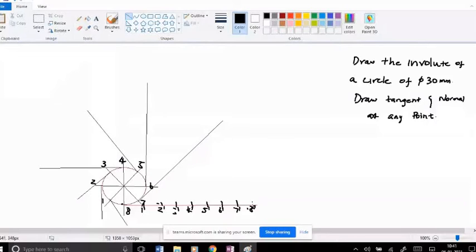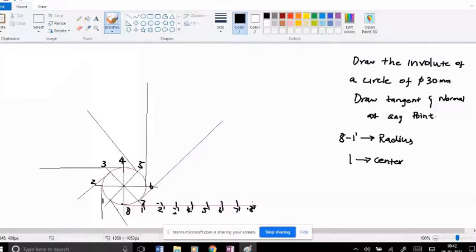Next, you need to measure the distance between 8 and 1 dash. So I write it here. You need to measure the distance between 8 to 1 dash. That should be the radius. Okay, 8 to 1 dash is the radius, and 1 as center, you need to make an arc on the line passing through point 1.